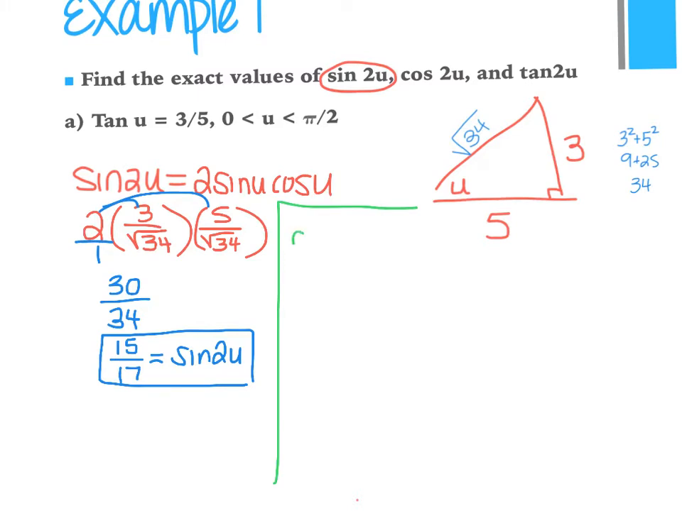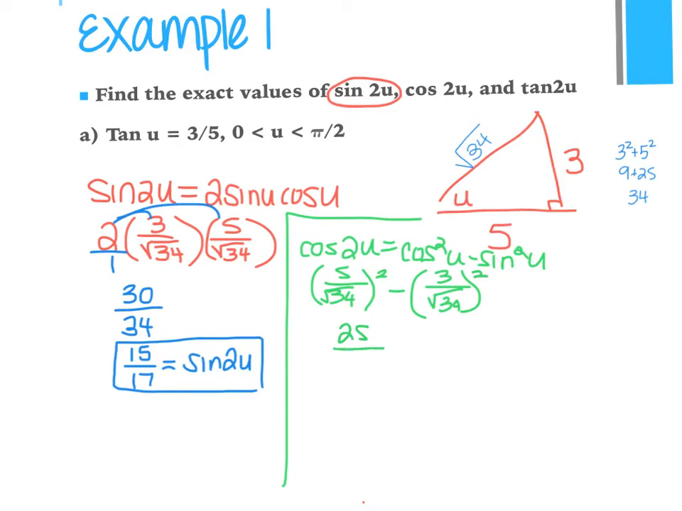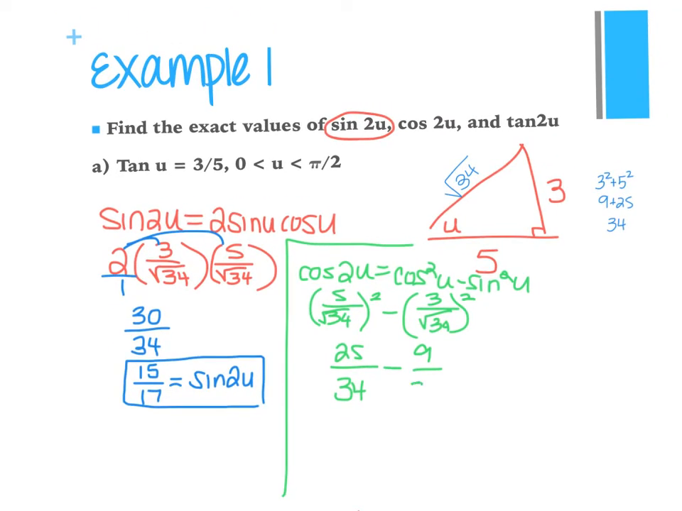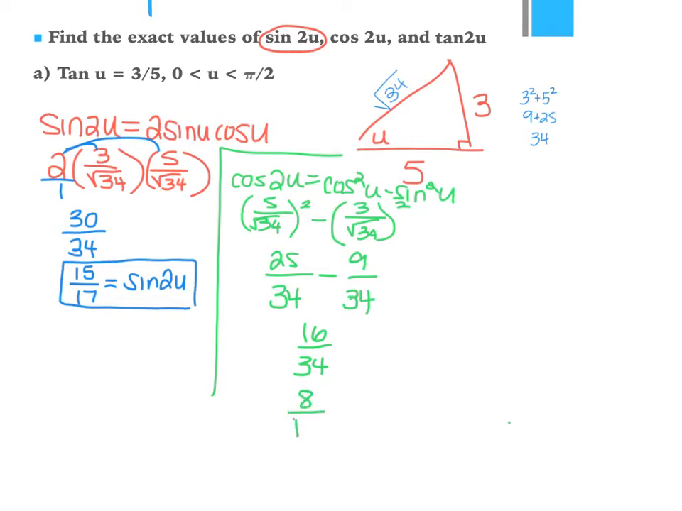Okay, then I'm going to find cosine of 2u. And I'll tell you, I typically pick the first equation because when you square it, it gets rid of the square root in the denominator, and then you have two fractions with the same denominator already. But they are totally interchangeable. You can pick either one of them. Okay, so if you pick the first one, it says what? Good. Cosine squared u minus sine squared u. So the cosine, we said, was 5 over root 34 squared minus the sine, which is 3 over root 34 squared. And I get 25 over 34 minus 9 over 34, which is 16 over 34. Or 8 over 17.